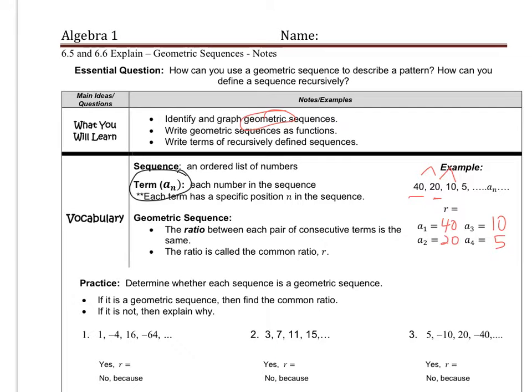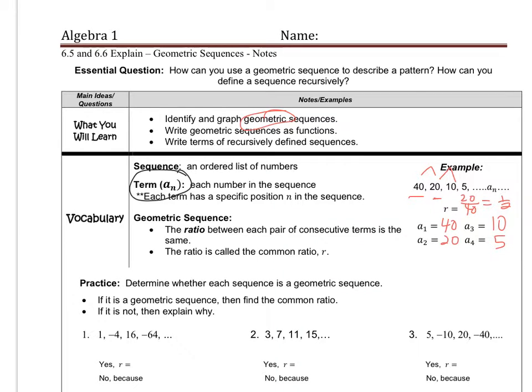So 20 divided by 40 equals 1/2. And then let's just see. 10 divided by 20, also 1/2. 5 divided by 10, 1/2. So we know it's a geometric sequence with a common ratio of 1/2. So those are all the parts and the pieces to geometric sequences.